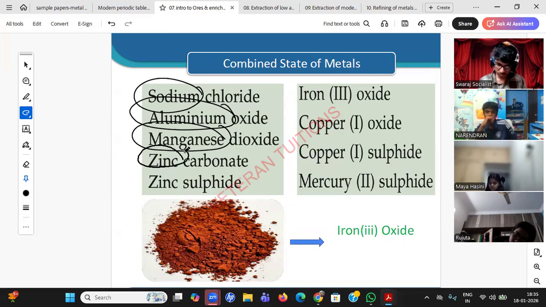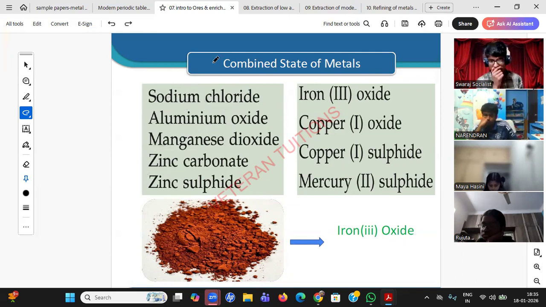Zinc carbonate, I want zinc. Zinc sulfide, I want zinc. But they are found in the combined form. We want the particular metals.